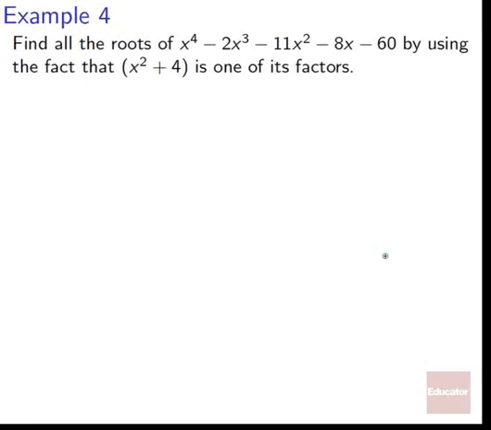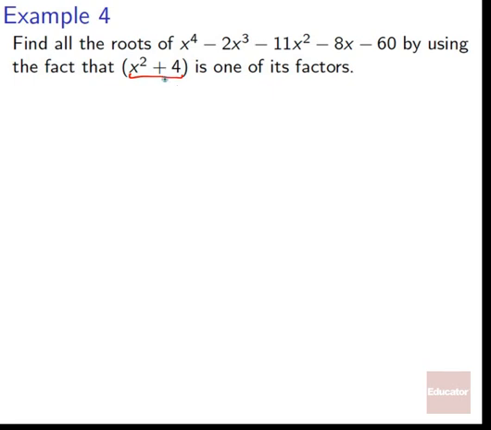All right, final example, find all roots of x to the 4th minus 2x cubed minus 11x squared minus 8x minus 60 by using the fact that x squared plus 4 is one of its factors. So first thing that's going to make this easier for us: if we want to find the roots, we've got to factor it. So we want to factor this larger thing.